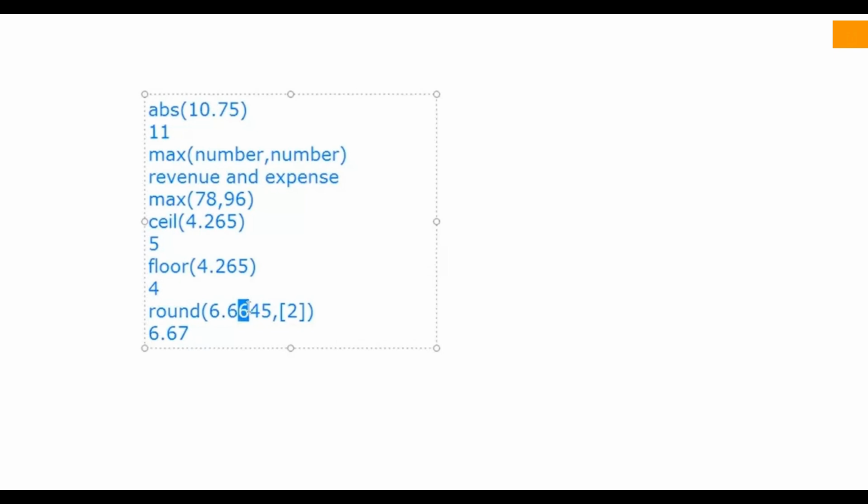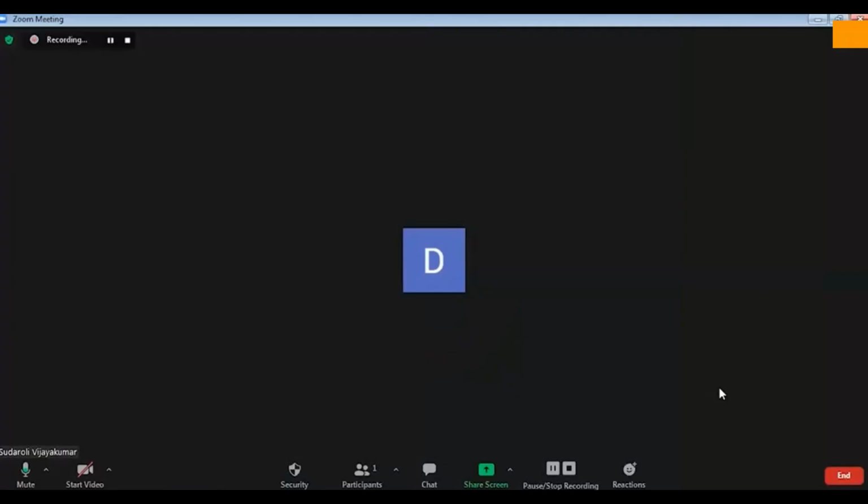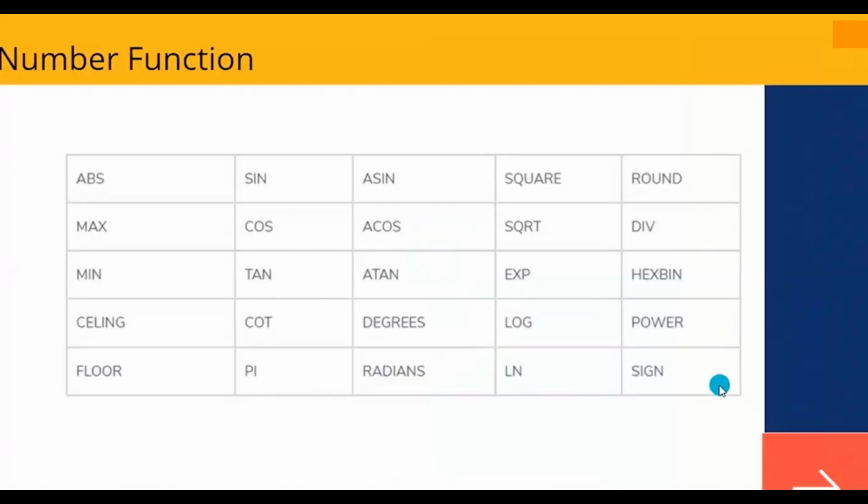So this is about your ceiling functions. Then you have pi value, degree, square root, exponential. All of these things could also be used in your number functions. So just to give you an overview of the number functions, I'm explaining all of these things.